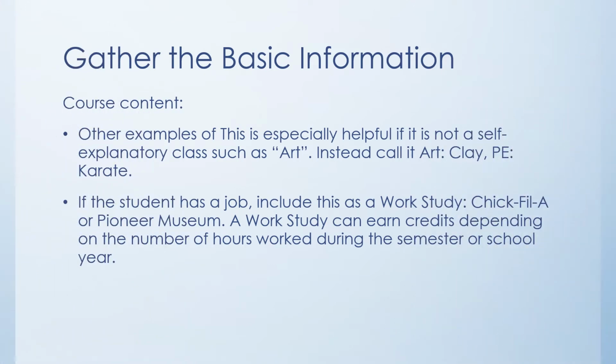Here are some other examples of course content or course descriptions and titles. So here's one, art. My request, and I think it would be really helpful in a transcript, is to be specific. Art isn't necessarily self-explanatory. Be very specific. Call it art clay sculpturing, or art watercolors, or drawing 101, something like that. Then explain in a description what drawing 101 was, and what would entail the final grade on that. Or PE, not just physical education, but karate, or taekwondo, or weightlifting, something like that.